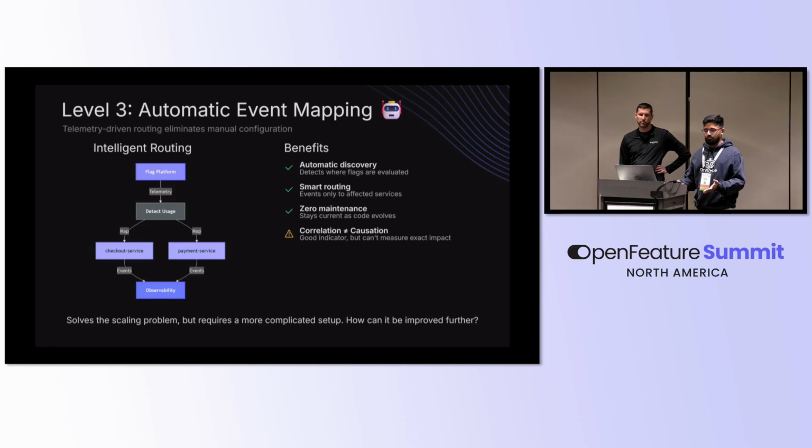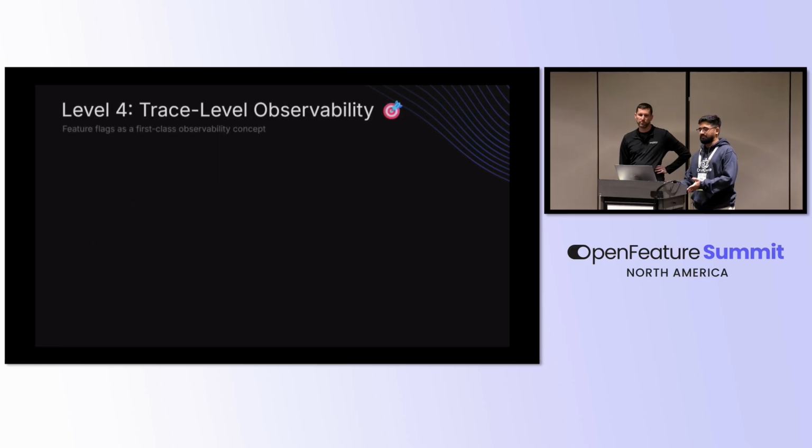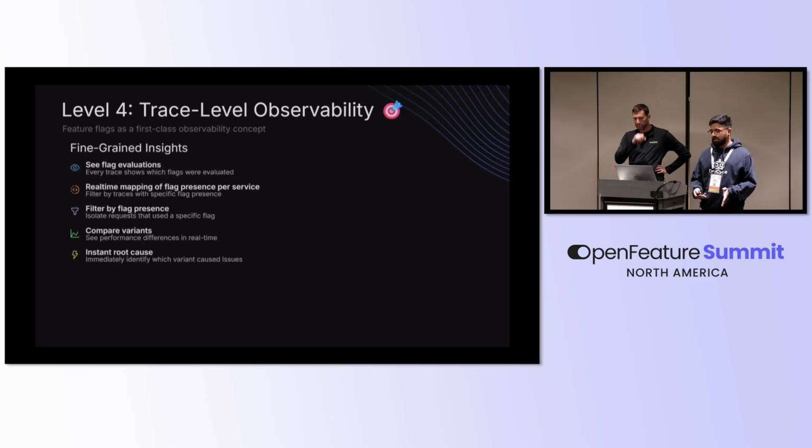So let's go more in depth into level 4, which is trace-level observability, what we refer to as the golden standard here. This is where feature flags are your first-class observability concept. This gives us very fine-grained insights. You can see flag evaluations because they're added into every trace. You can see real-time mapping of flag presence per service, because all you have to do is a search and filter the traces for a specific flag.